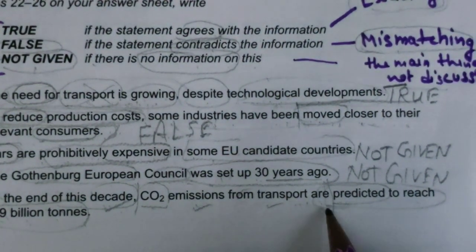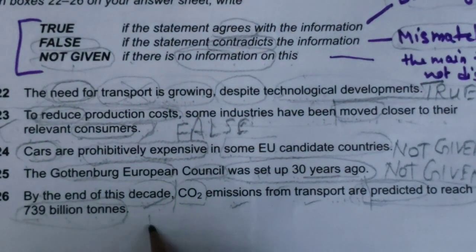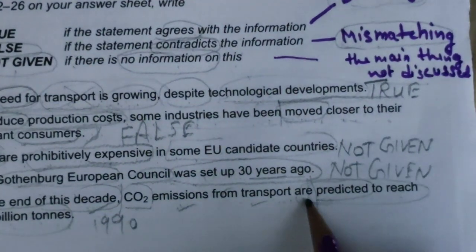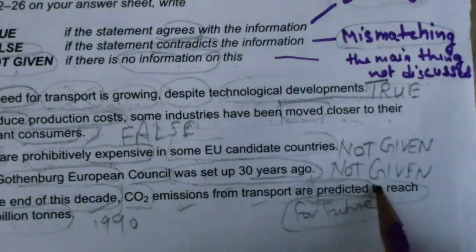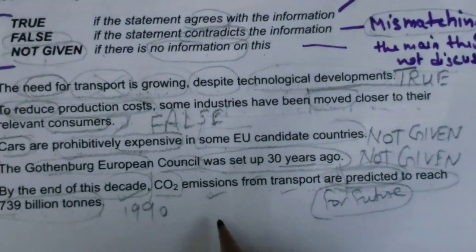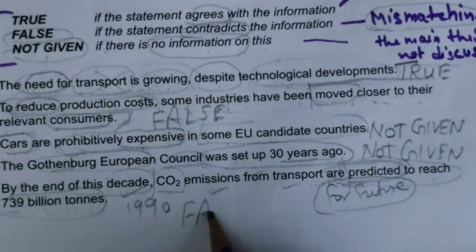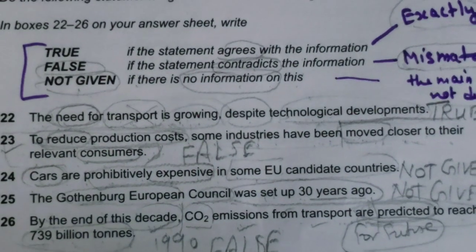because there they have given this 739 billion tons in 1990, but here they are saying are predicted, meaning for the future. They are talking about a future thing, so the main verb is missing, meaning mismatching is there. So our answer is absolutely false. Yes, right, this is the way we can solve.